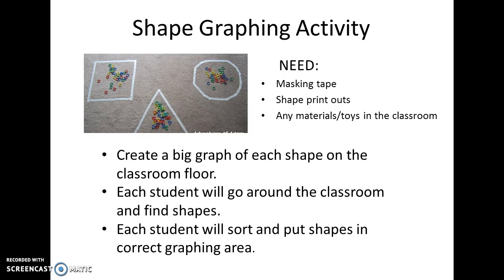Each student will go around the classroom and find objects or toys or shapes throughout the classroom, and say they find a square car. They're going to take this square car and put it over in the masking tape that I drew on the floor. Each student will go around and sort their objects in each graphing area that I provided with masking tape.